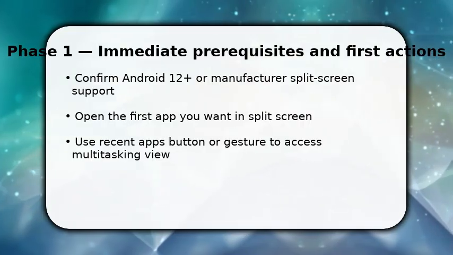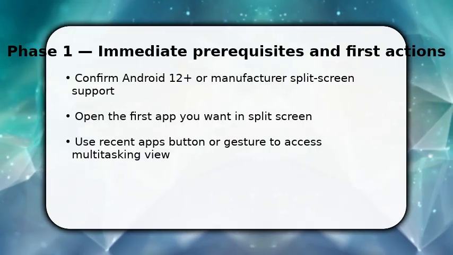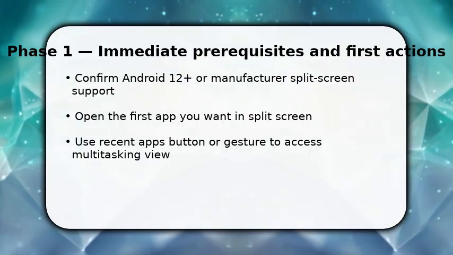Select Split Screen or drag to top of screen. This pins the first app. Keep your second app ready on the home screen or app drawer, because you'll place it next.